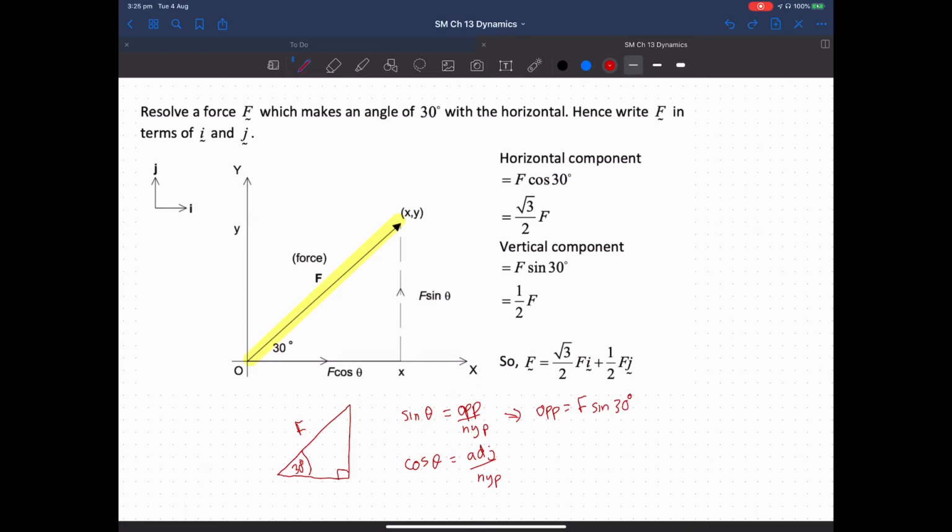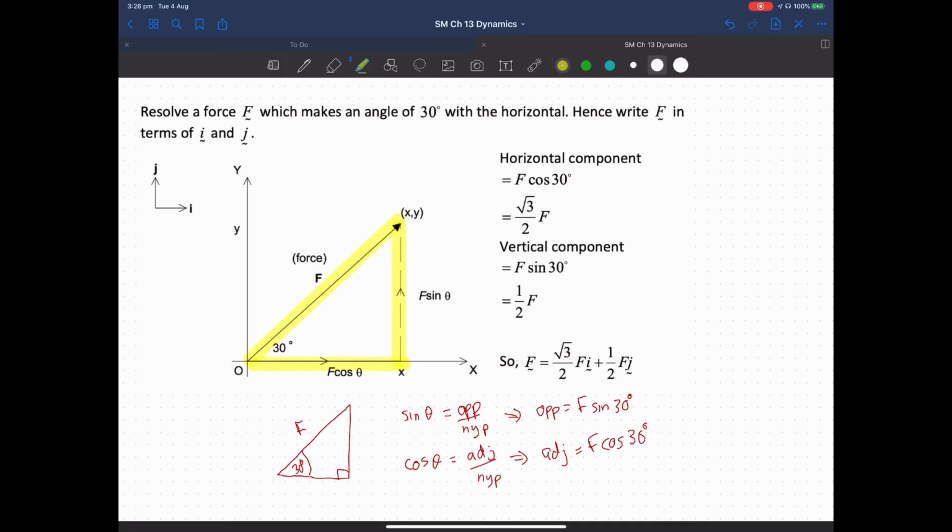Similarly, for the cosine of theta, we can say that the adjacent side divided by hypotenuse equals the cosine of theta. So therefore, we can say that the adjacent side is equal to F cosine 30 degrees. This relationship always holds true and is a shorthand way of working out the horizontal and vertical components for a force. In our diagram, F cos theta is marked in and F sine theta is marked in.